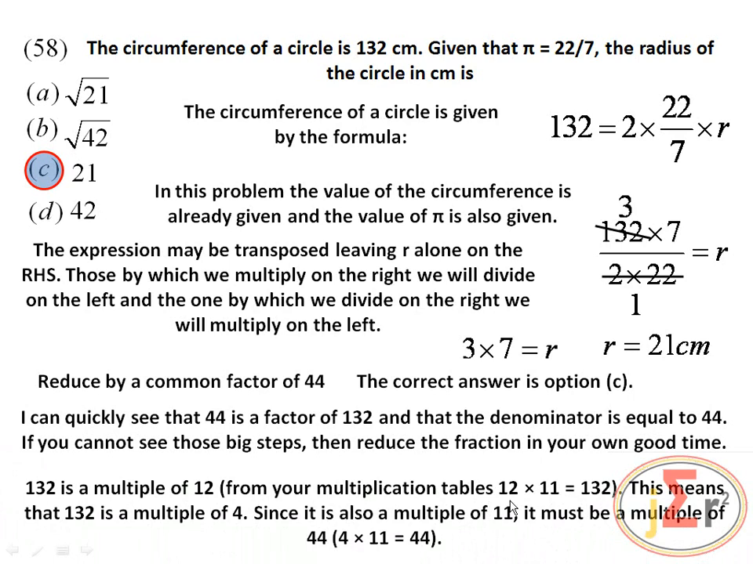Since 132 is a multiple of 12, and of course 12 is a multiple of 4, then we are sure that 132 is also a multiple of 4. But we have it here already. 132 is a multiple of 11. It is a multiple of 4. It must be a multiple of 44. So we could make this calculation in our minds very quickly. So 132 is a multiple of 44. So we can divide 132 by 44. And we could reduce this fraction quite quickly.